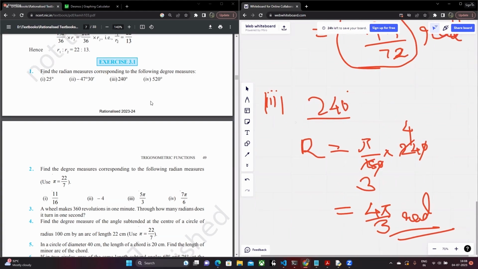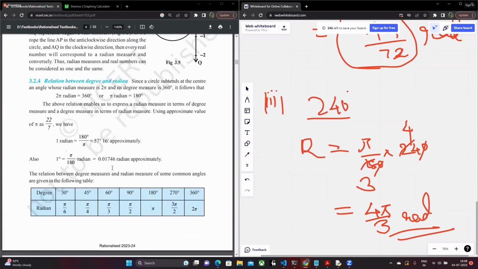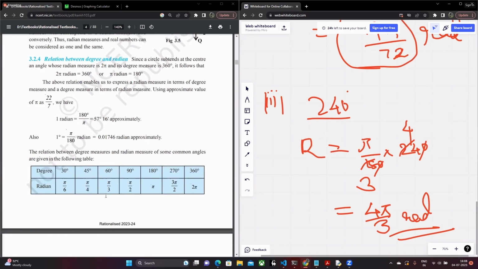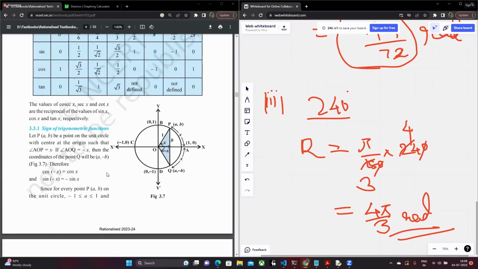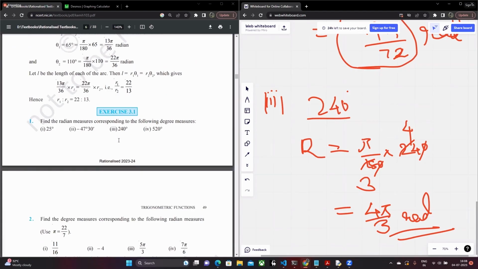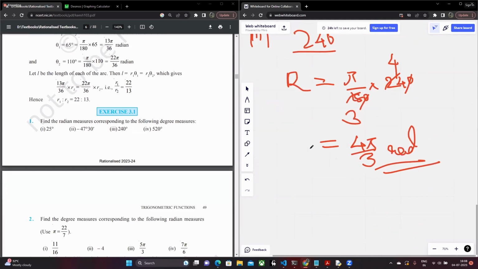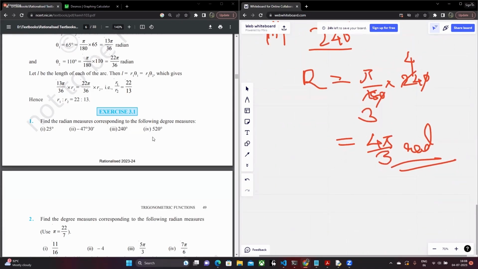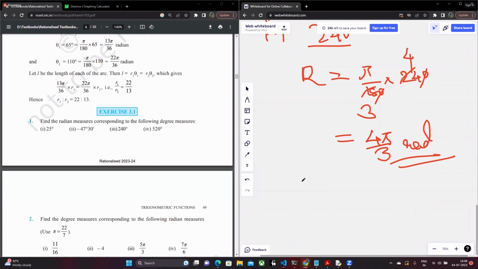right? Of course, you can also do it this way. Since you have the fact that 60 degrees is pi by 3, and you know that 240 is basically 4 times 60, which is basically 4 times the radian measure of 60. That's 4 into pi by 3. That's 4 pi by 3. And you can also do it that way. Nobody cares, right? You just have to arrive at the correct answer. Because these kinds of questions are only going to be asked as 1 mark questions in CBSE board if they do so. So it's not a big deal, right? So this is 4 pi by 3 rad.